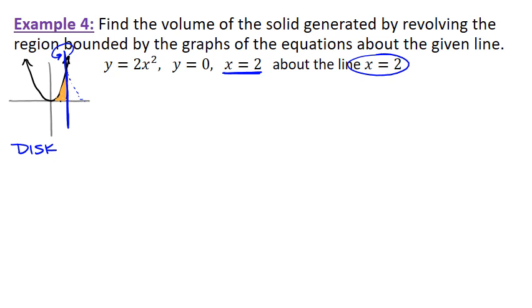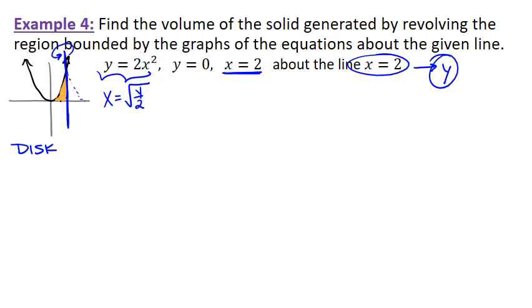Now, our axis of revolution is parallel to the y-axis. So since this is parallel to the y-axis, everything is going to be in terms of y. So that means, remember before, if I want this to be in terms of y, I get x by itself, and we found that x is equal to the square root of y over 2.